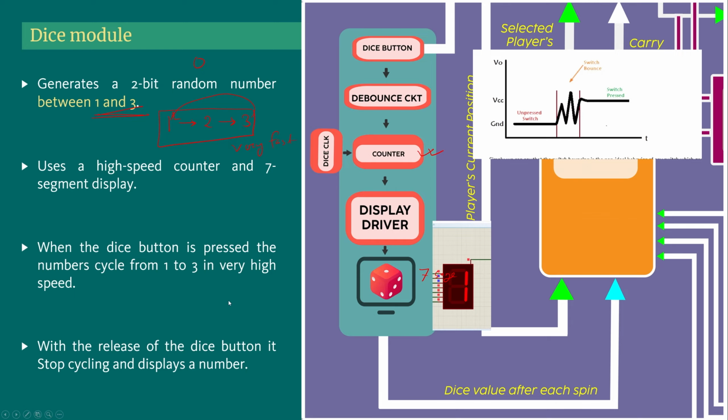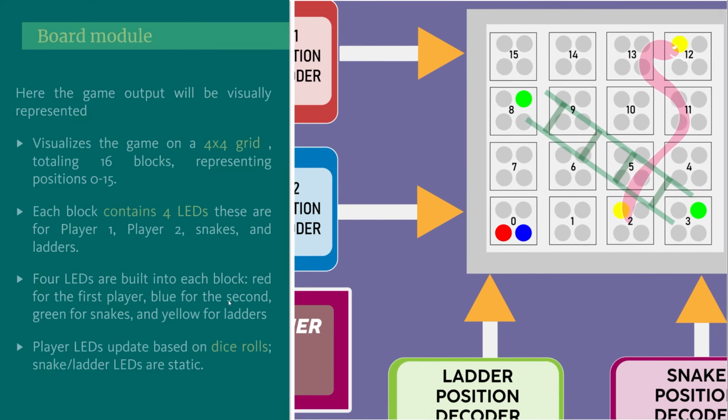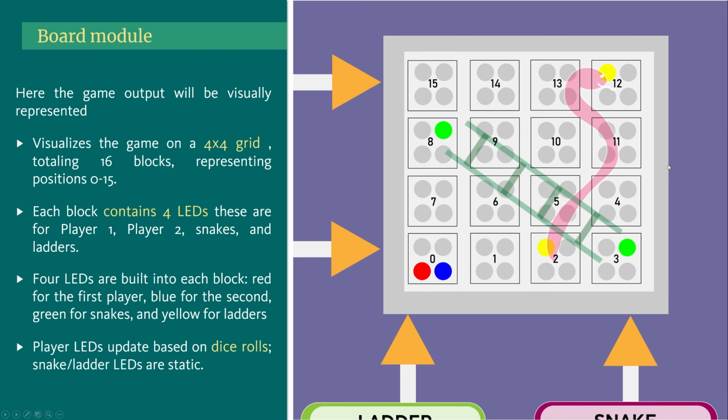Let us move on. This is one of the most important things that you need to understand. This is the board module. The board module is played on a 4x4 grid, which means you have 4 rows and 4 columns, and a total of 16 positions.